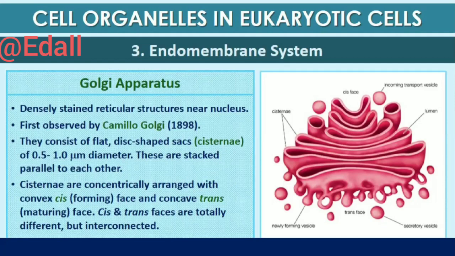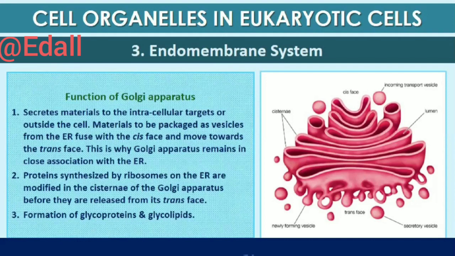The Golgi apparatus principally performs the function of packaging materials, to be delivered either to the intracellular targets or secreted outside the cell. Materials to be packaged in the form of vesicles from the ER fuse with the cis face of the Golgi apparatus and move towards the maturing face. This explains why the Golgi apparatus remains in close association with the endoplasmic reticulum. A number of proteins synthesized by ribosomes on the endoplasmic reticulum are modified in the cisternae of the Golgi apparatus before they are released from its trans face. Golgi apparatus is the important site of formation of glycoproteins and glycolipids.